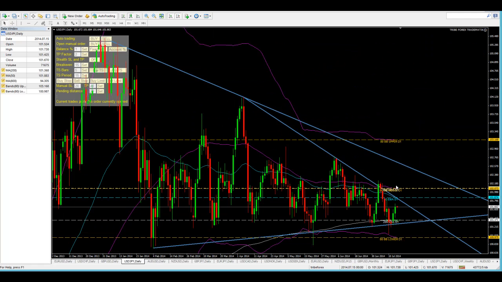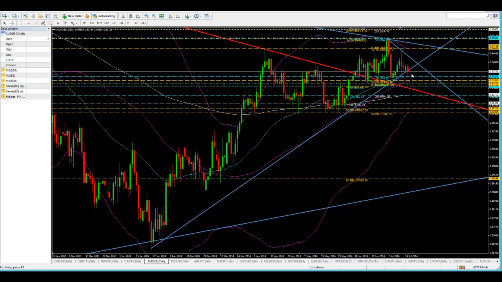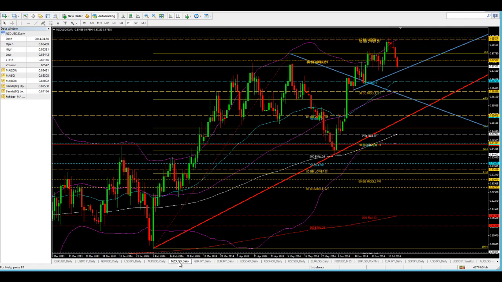Dollar yen, I'm looking for a buy up to 101.87, then a sell off from there. Aussie dollar, I'm going to be looking for a buy off of 93.50 and continuation upward. All these are consolidation pairs, guys. New Zealand dollar, I'm going to look for a buy off of 87.13. Okay, I'm looking for price to get down to 87.13, and then I'm looking for a buy from there on the New Zealand dollar.